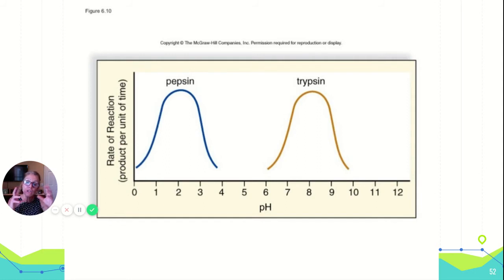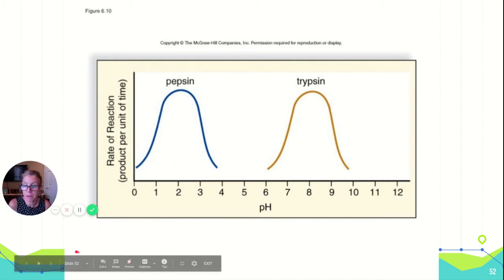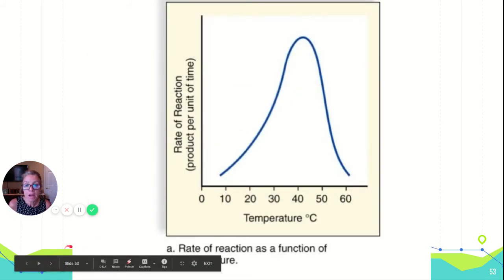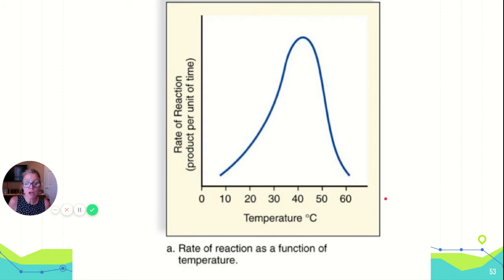Right? Because as you change the amount of hydrogen ions available, that's going to affect the tertiary and quaternary structure that we talked about earlier. Okay, here's temperature. So enzymes work at a specific temperature. We've talked about proteins before and denaturing proteins, right? And how you can do that permanently. And so this temperature right here is where this particular enzyme works best.